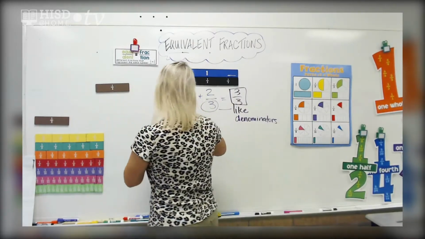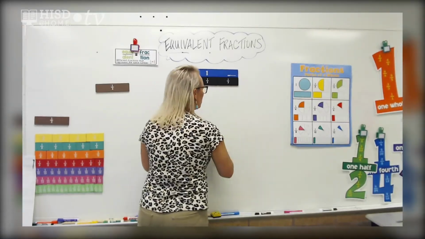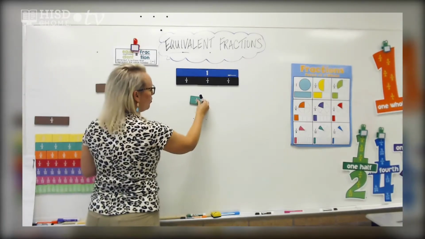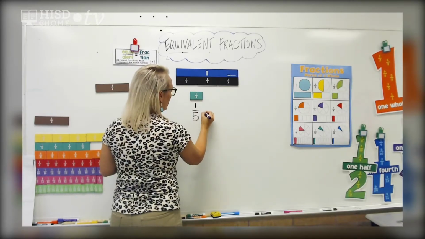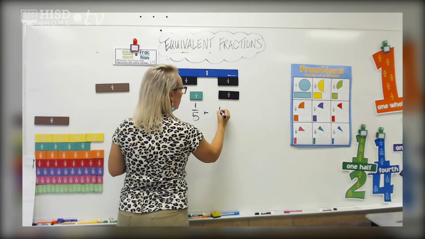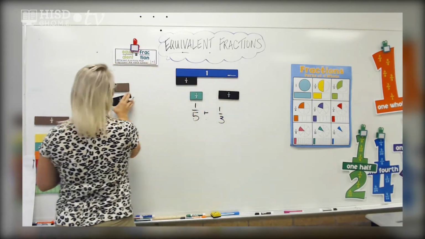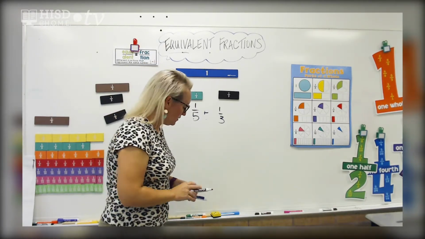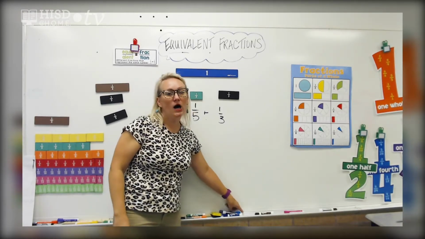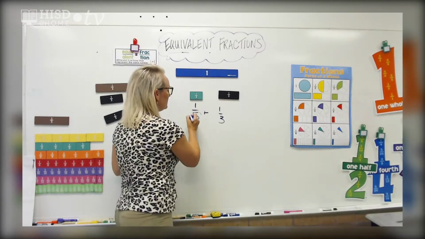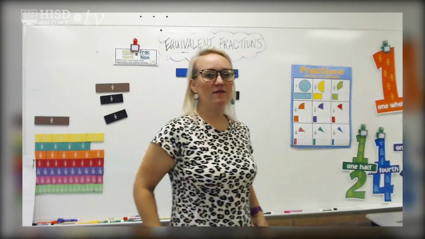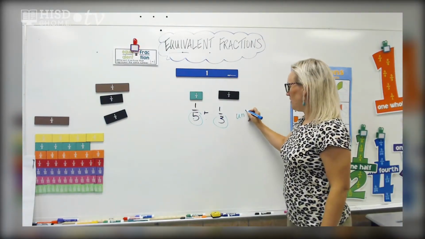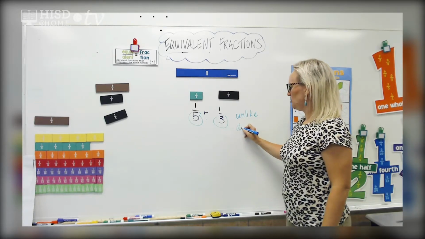Okay, but the challenge becomes when our denominators are unlike. For example, let me take one that's easy to see. One fifth plus one third. Notice my denominators are no longer like. So what's the opposite of like? Unlike, right? So look at these. I'm circling them so you can see them. Five and three are unlike denominators. So write that down. Unlike denominators.